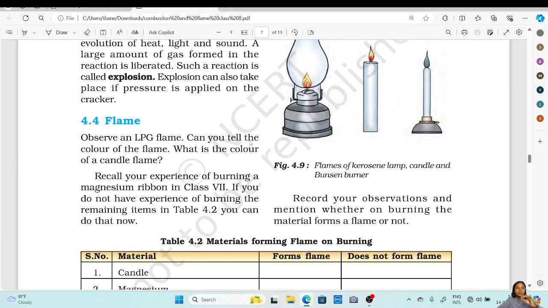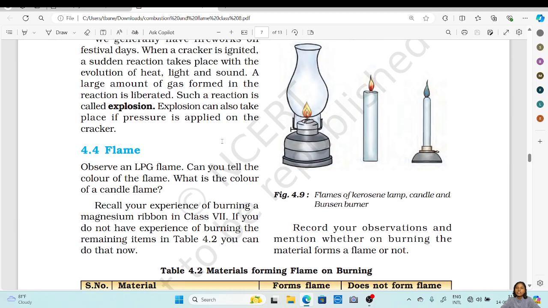So observe an LPG flame. Can you tell the color of the flame? What is the color of a candle flame? Now all of us have seen a candle flame. We have seen that the outer region is slightly orange. Then we have the yellow region and then an even lighter yellow region. And on the outermost part, we sometimes see a blue region.